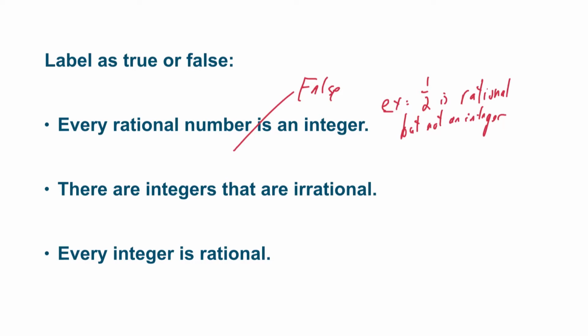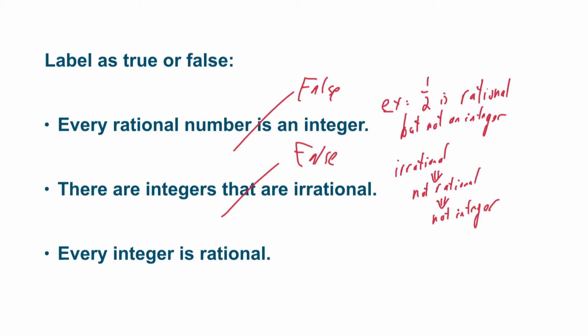The second statement is there are integers that are irrational. Is that true? Can an integer be irrational? Well, no. Irrational numbers implies, by definition, not rational, which in particular implies not an integer, since all integers are considered rational. So this is false.